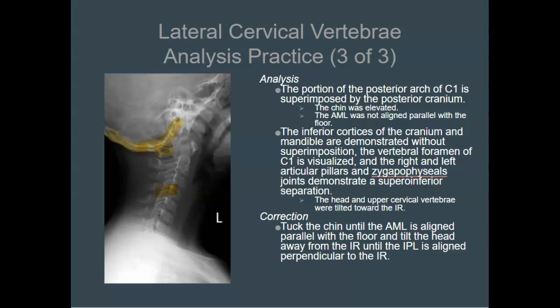So how do we determine which way the head is tilted? We're going to look for that foramen, and I'm going to erase this right here. But if you take a look, the foramen is starting to show inferiorly here. So that should indicate to you that the head is tilted towards the IR. So we need to correct a couple things. One, head tilt, which will mean that the IPL, or the interpupillary line, should be aligned perpendicular with the IR. Bring the chin down so the AML is aligned with the line parallel with the floor to correct this imaging.